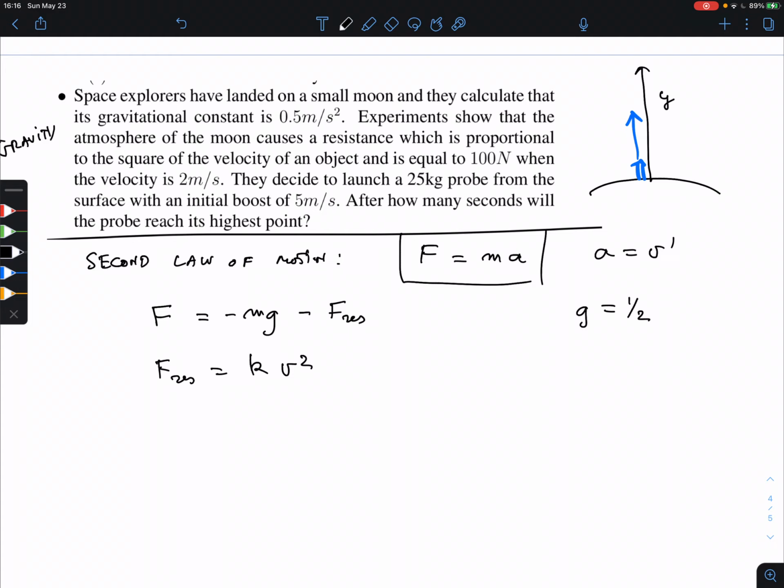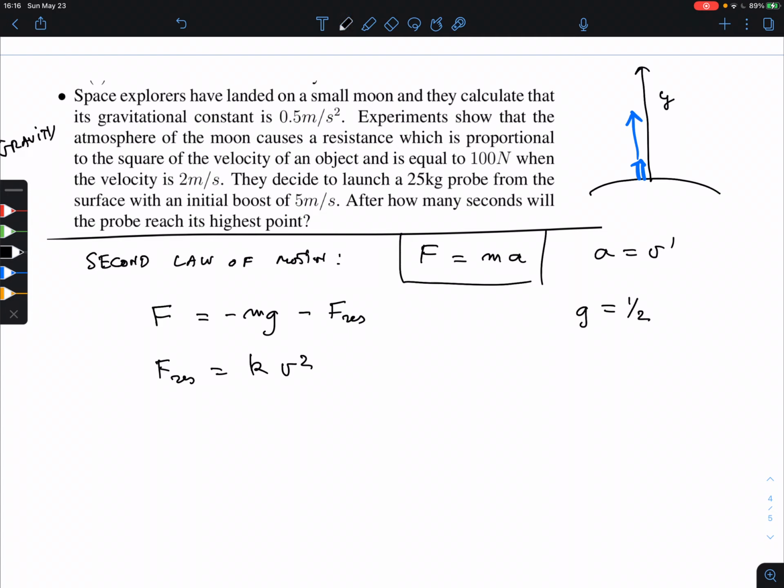Okay, let's read further. It says proportional to the square of the velocity of an object, and is equal, so I'm here, is equal to 100 Newton when the velocity is 2 meters per second. This is what we're going to use to calculate k. They decide to launch a 25 kilogram probe, right? Sorry, I didn't read it, I said it already. It's a probe that's going to be launched from the surface, so it's upwards, with an initial boost of 5 meters per second. After how many seconds will the probe reach its highest point?